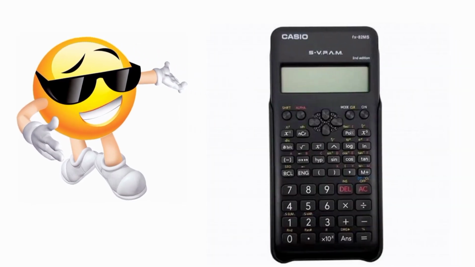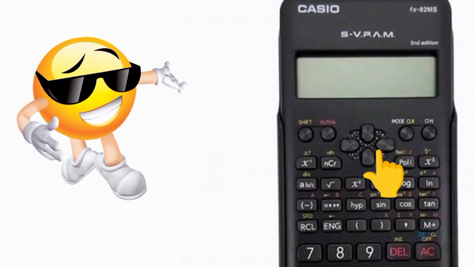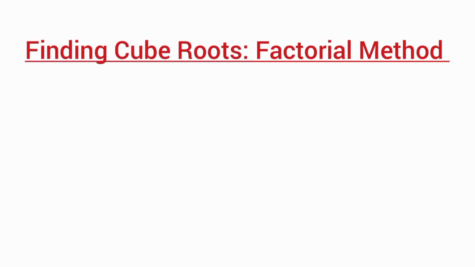You can simply calculate the cube root of a number on a calculator by pressing the shift key, cube root, and then inputting the number. But to better understand how the cube root works, let us use a factorial tree to calculate the cube roots of several numbers. Use the factorial method to calculate the cube root of 125.